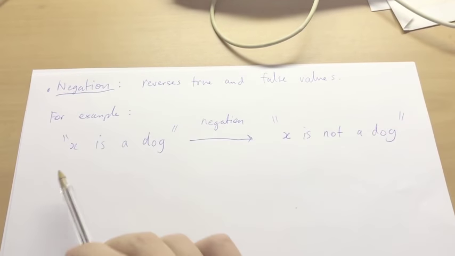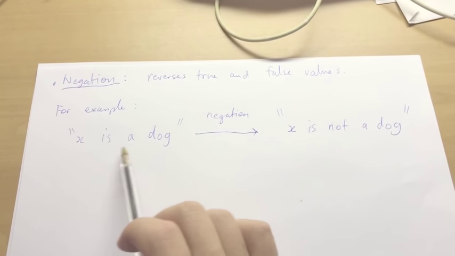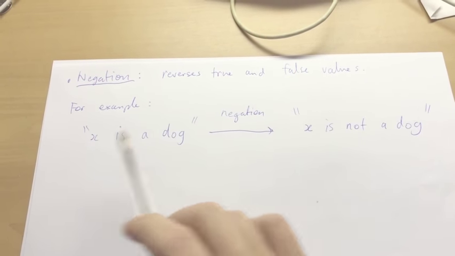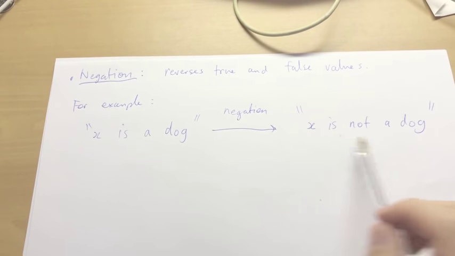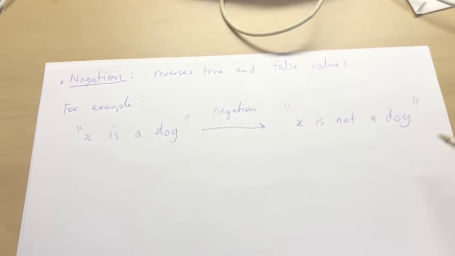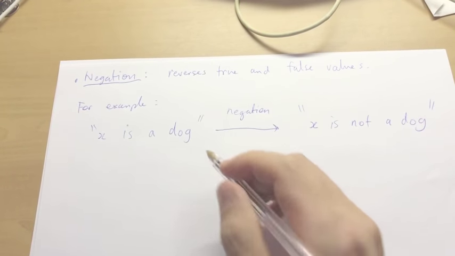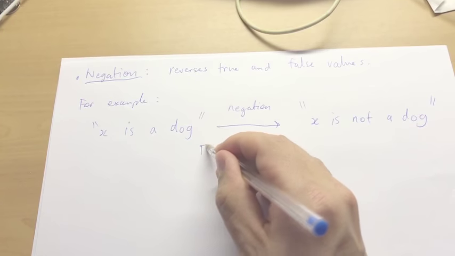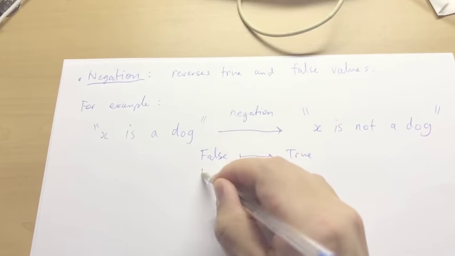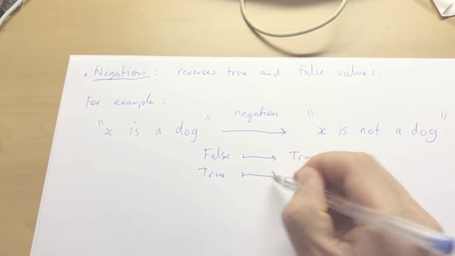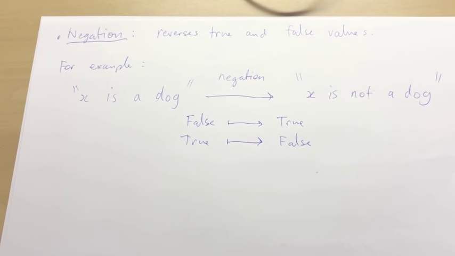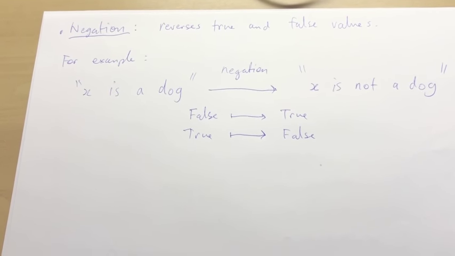So anytime that X was a dog before, so anytime this was true, for whichever X it was true, it'll now be false. Because if it was a dog, then "X is not a dog" is now a false statement. So if it was true before, it's false now, and if it was false before, it's true now. Notice how it really just takes the value false to true and true to false.